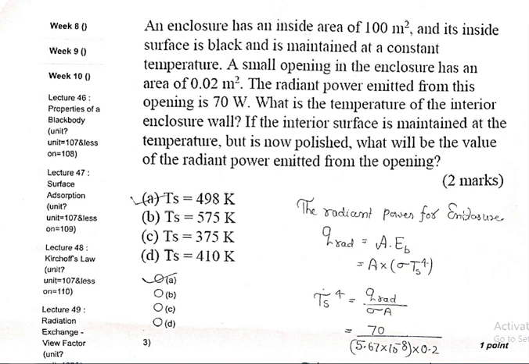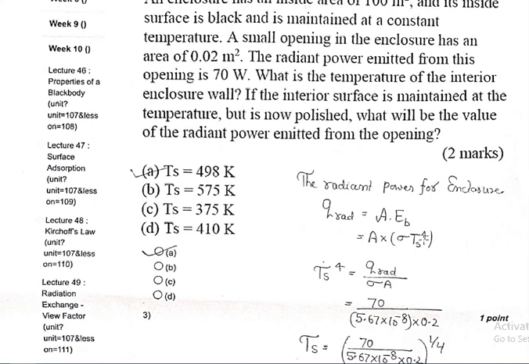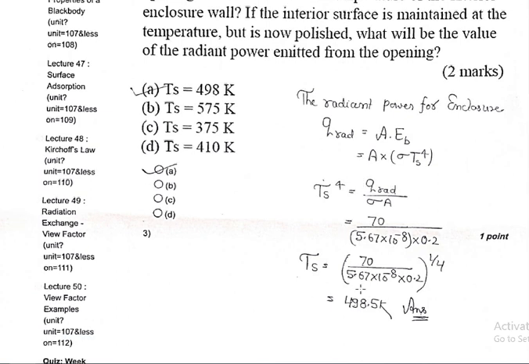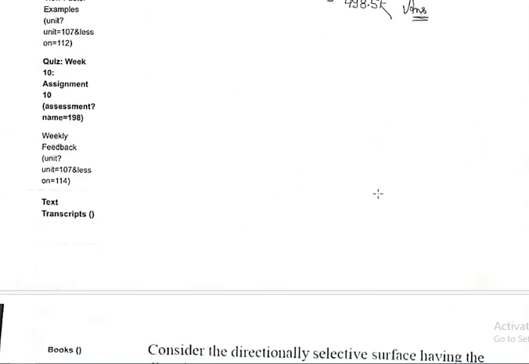The radiant power for the enclosure will be equal to A into the emissive power of a black body. So Q radiant is equal to sigma A Ts^4, where A is the area, sigma is the Stefan-Boltzmann constant, and Ts is the surface temperature. By this formula, we will calculate the value of Ts and we will get the answer 498 Kelvin. So the first answer is correct for this question. Now come to question number 3.